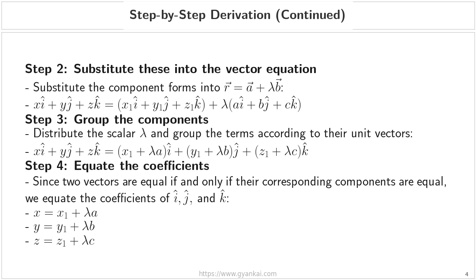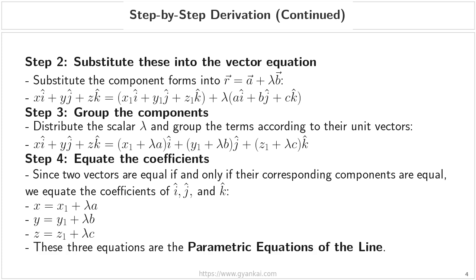By doing this, we arrive at three separate, simple equations. x equals x1 plus lambda times a, y equals y1 plus lambda times b, and z equals z1 plus lambda times c. These three individual equations, which we have just derived from the single vector equation, are what we call the parametric equations of the line. This derivation is important because, as we will see in the next slide, it allows us to treat the movement along a line, like a drone in flight, as a function of a single variable, lambda.